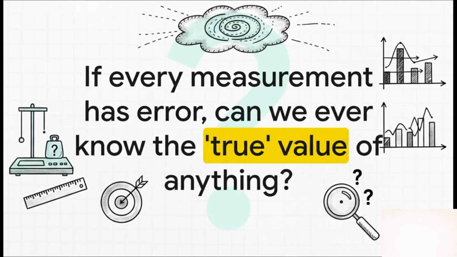And that brings us to a really deep, kind of mind-bending final question. If every single measurement we can possibly take has some amount of error, some level of uncertainty, can we ever truly know the absolute, perfect, true value of anything? It's definitely something to chew on.